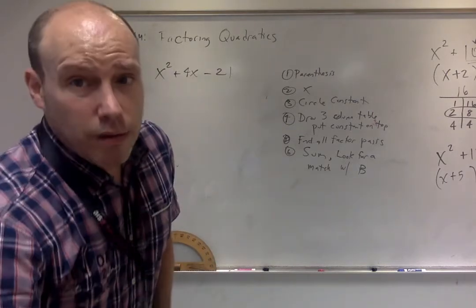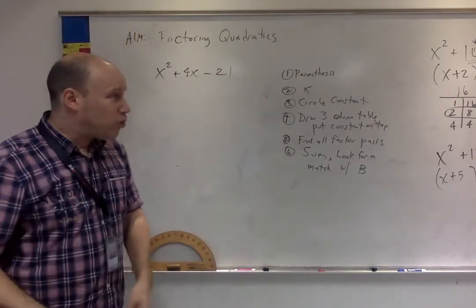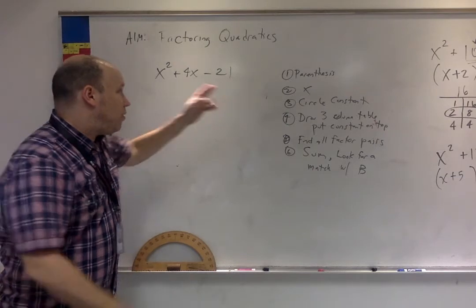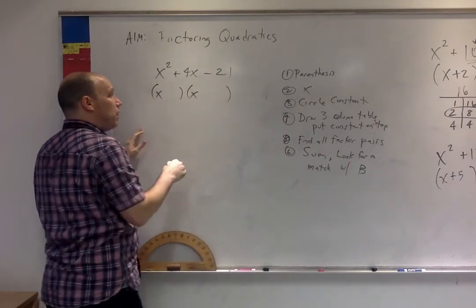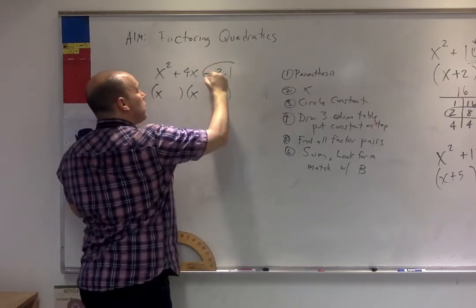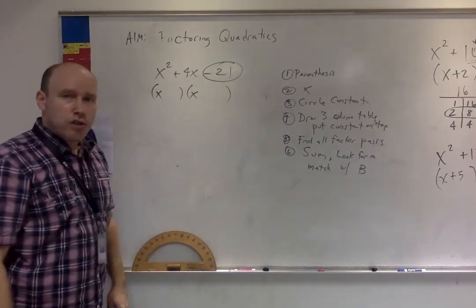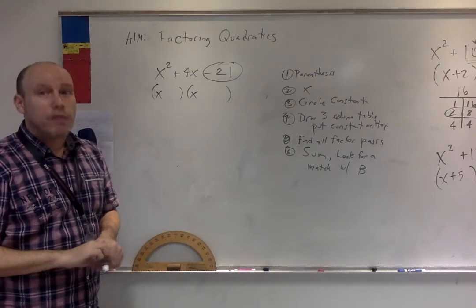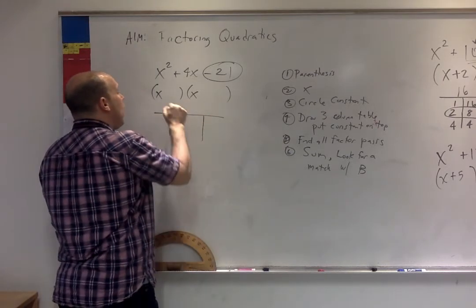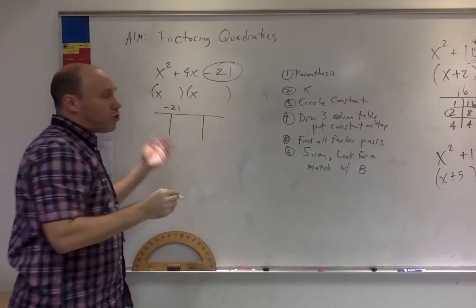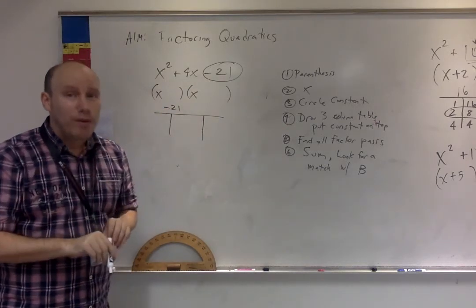So the rules were, write the parentheses, put in the x's, and then circle the constant. So the question is, how do I break out my 21? Now, let's do the long way. We have my 3-column chart. I have my negative 21. Let's go through all the factor pairs of 21.